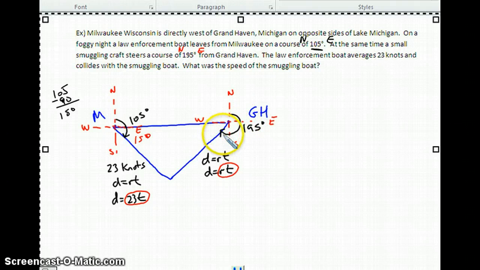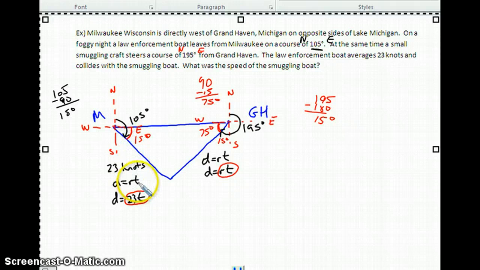Well, 195 minus 180 gives me 15 degrees, but that's not the angle inside, that means out here is 15 degrees. So what would this have to be? Inside of the triangle, if that's a 90 degree angle, 90 minus 15 gives me 75 degrees. So inside of this triangle, that angle is 75 and this angle is 15.